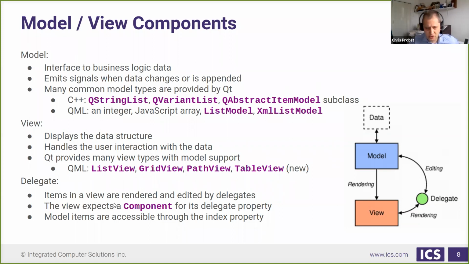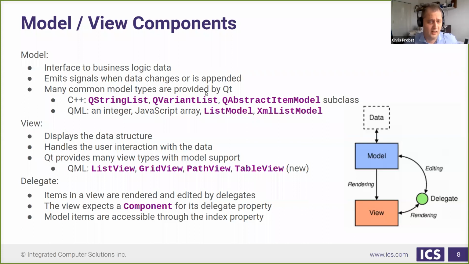Now, I do want to talk about the delegate, because that's where the confusion comes in. The delegate is not the controller, so to speak. I would define the delegate as being the UI specification of the individual items within the view. Now, I'll show an example to make it more clear. Here I do show that a model can be one of these two value classes, QStringList and QVariantList.